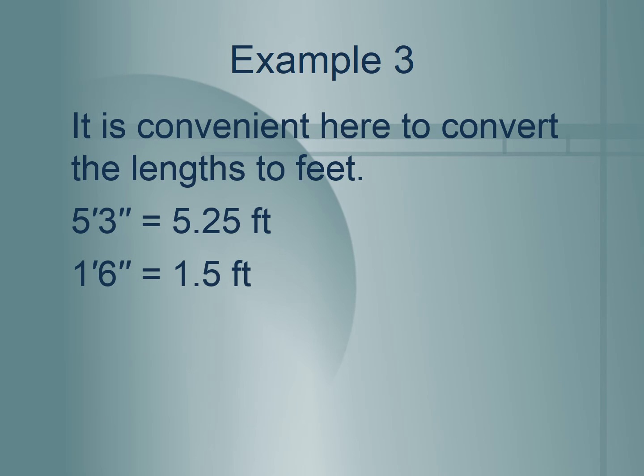So 1 foot 6 inches, we would convert to 1.5 feet. And so now we can go ahead and solve our problem. If we know the height is 76 here with a length of 1.5, then what's the height here if this was 5.25? So we'll cross multiply.